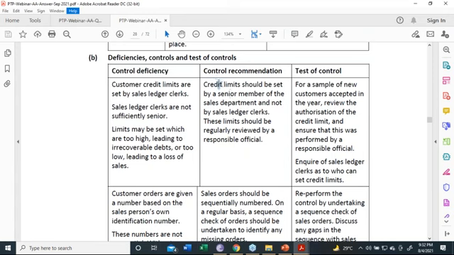Now the recommendation: credit limits should be set by a senior member of the sales department or a credit control department, and they should be reviewed by a responsible official. Adding value. Test of control: select a sample of new customers accepted in the year and review the authorization of credit limit and ensure this was performed by a responsible official.